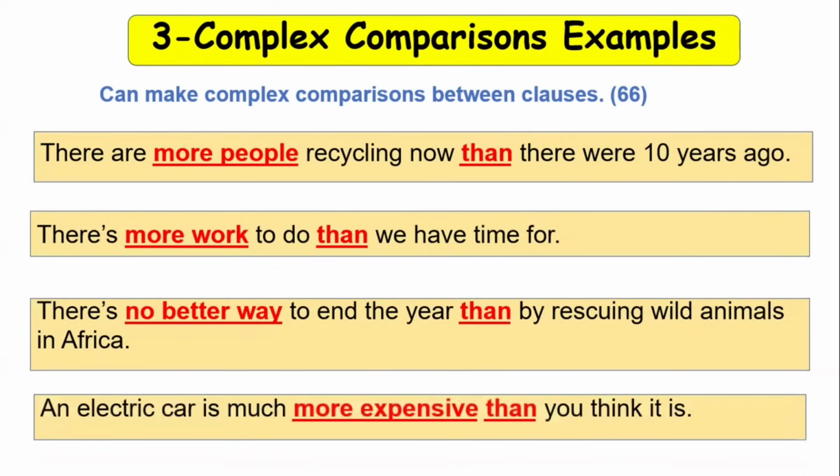An electric car is much more expensive than you think it is. Here, be careful with the use of the word much. It is possible to use much before the comparative. So much more expensive, okay? Not many more expensive, much more expensive, much taller. He is much taller, okay? So it is possible to use much before the word more or before any comparative adjective. So be careful with this structure as well, okay? It means that السيارة الكهربائية أكثر أو أغلى بكثير مما تعتقد أنها.